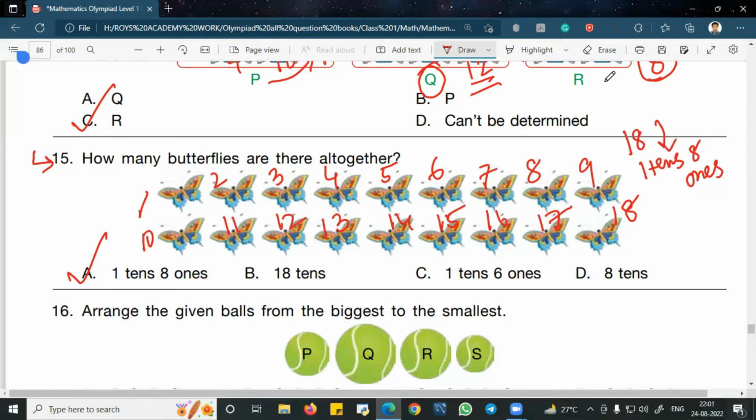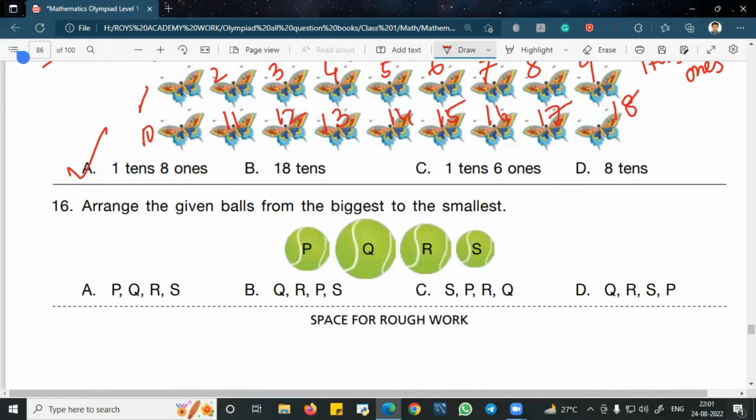So now in the next question, what is it asking? Question 16 says: arrange the given balls from the biggest to smallest. So we have to arrange them in descending order. With the size of these balls, we can easily find out which is the biggest to smallest.